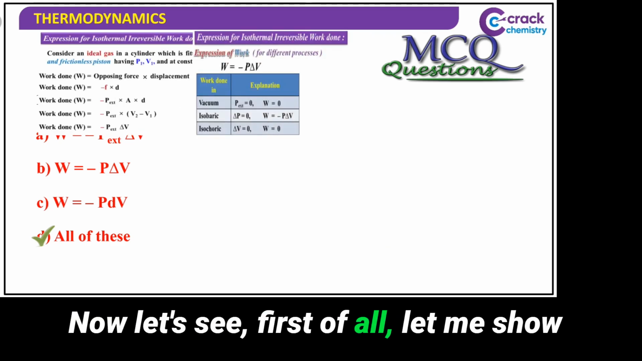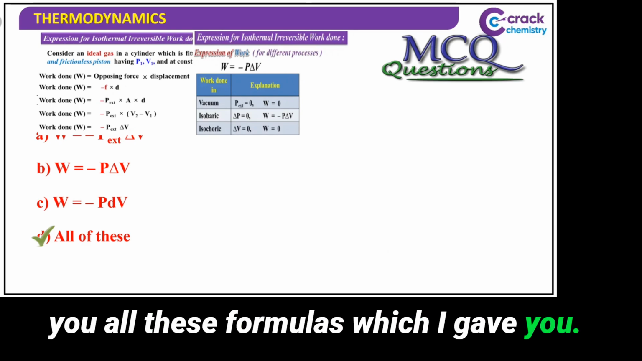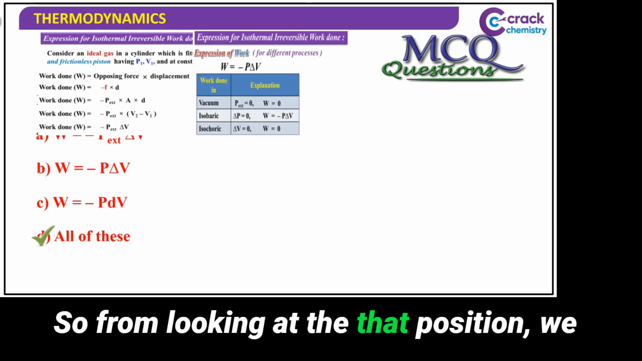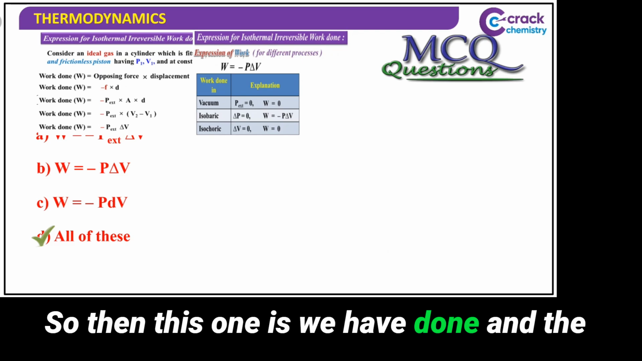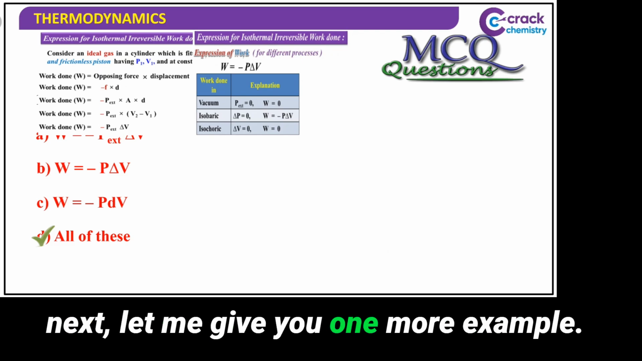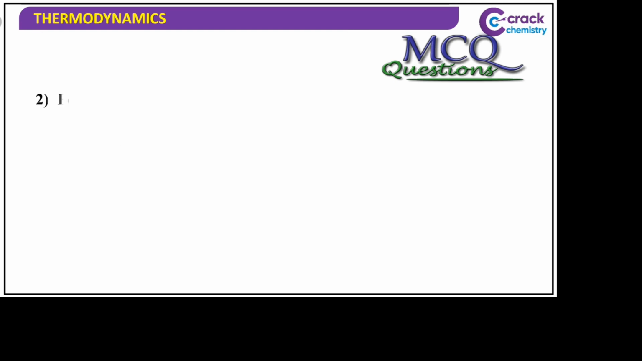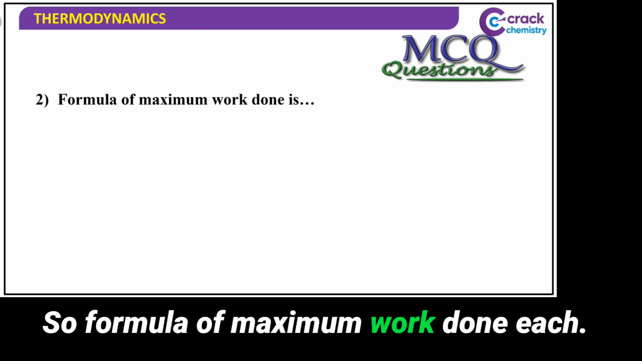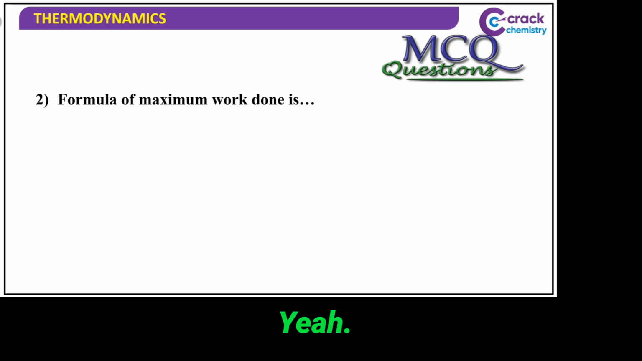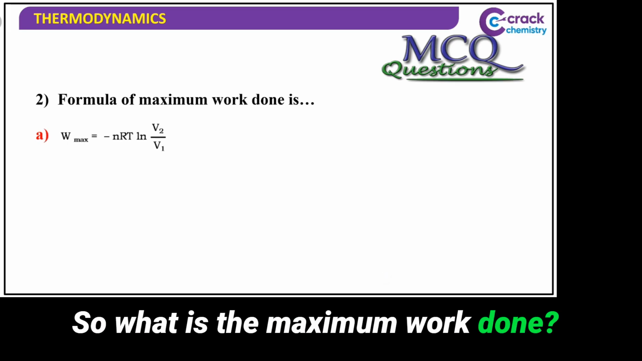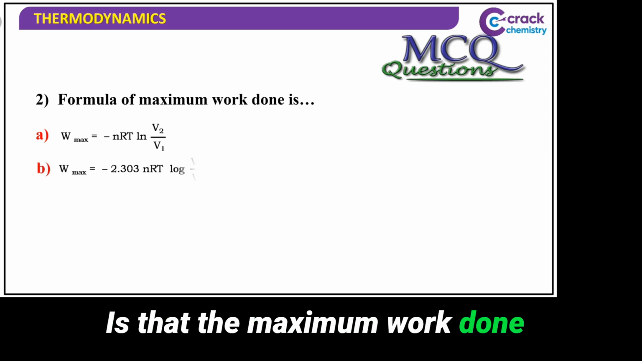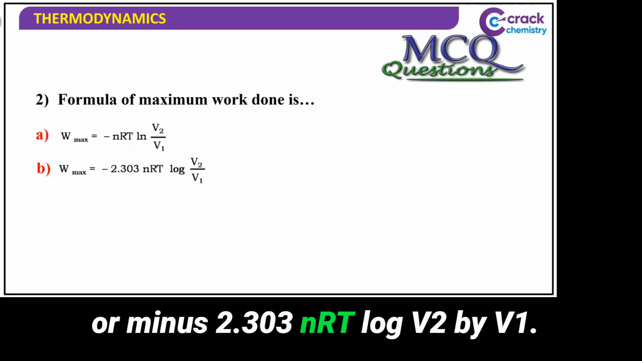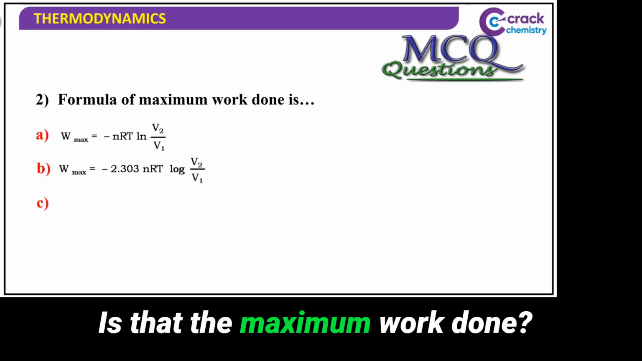Now let's see. First of all, let me show you all these formulas which I gave you. From looking at that, we can see that all of these are correct. Now let me give you one more example. What is the formula of maximum work done? Is it minus nRT ln v2 by v1? Or minus 2.303 nRT log v2 by v1? Is that the maximum work done?